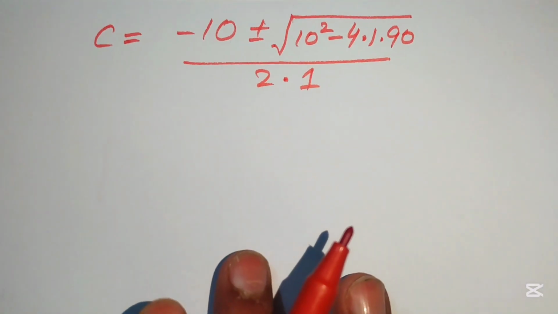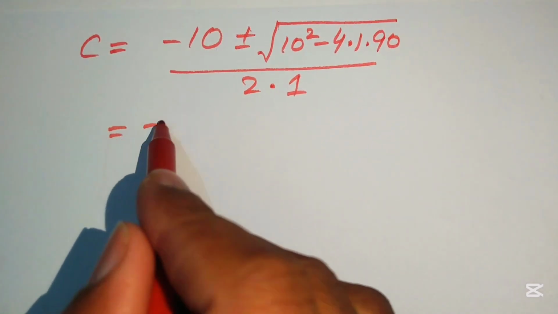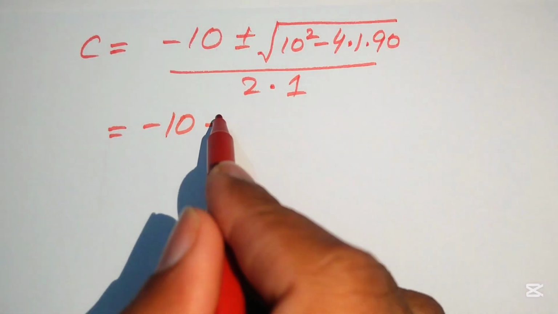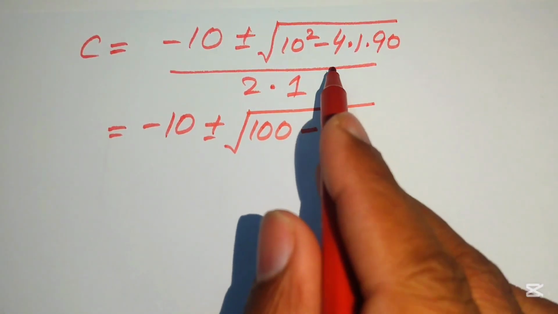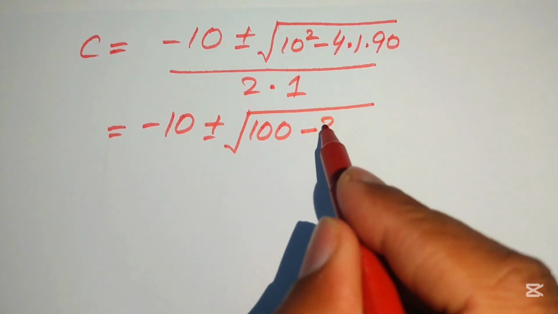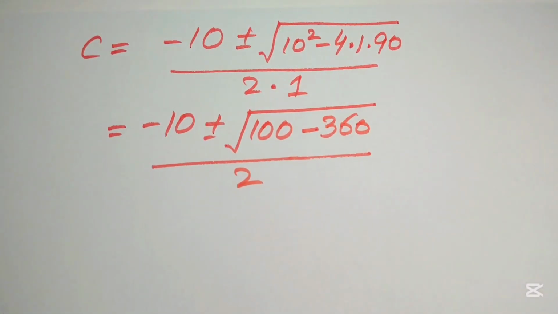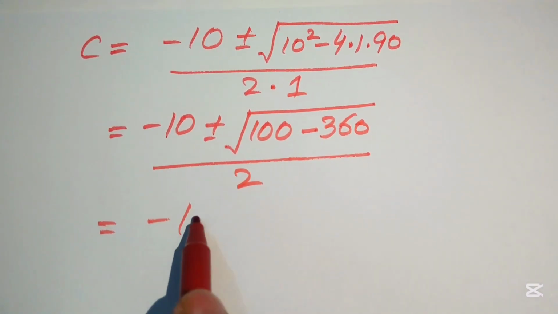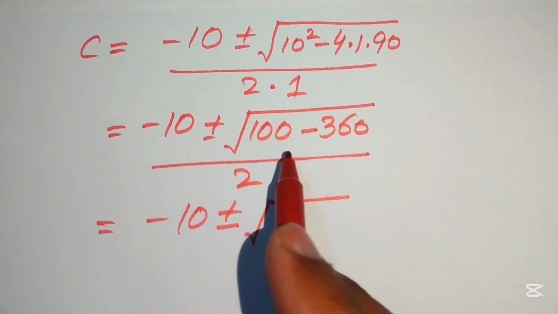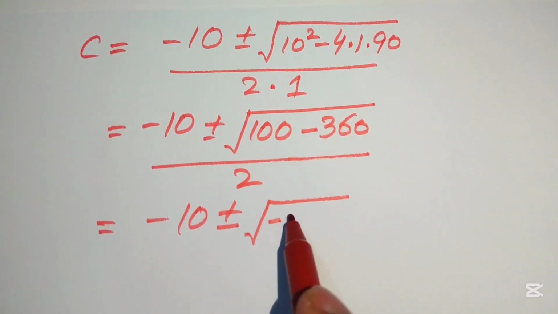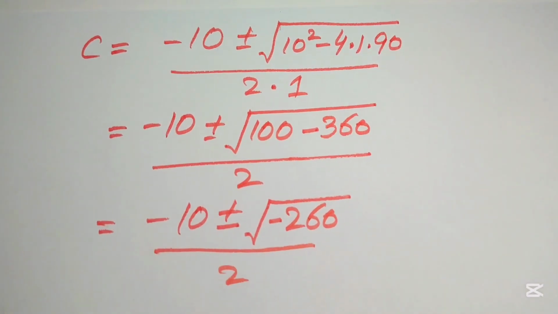So here we need more simplifications, so that we write it as minus 10 plus minus square root of 10 square equals 100, minus 4 times 90 equals 360, divided by 2 times 1 equals 2. So again we write this equation as c equals minus 10 plus minus square root of 100 minus 360, which becomes minus 260, divided by 2.